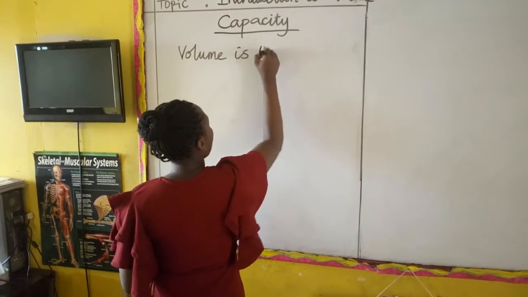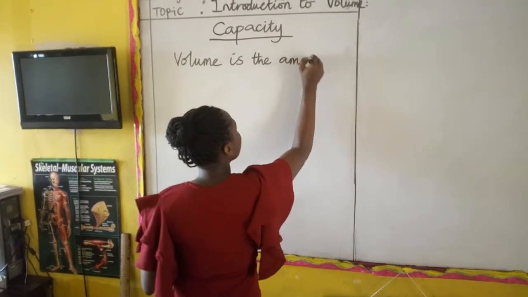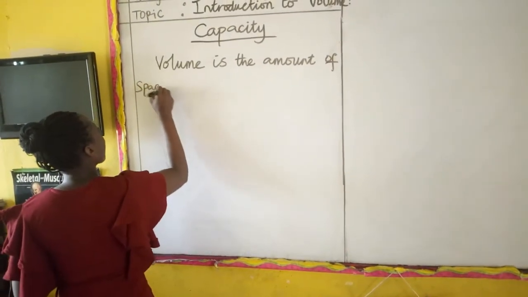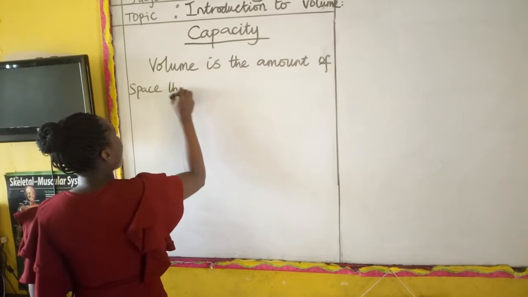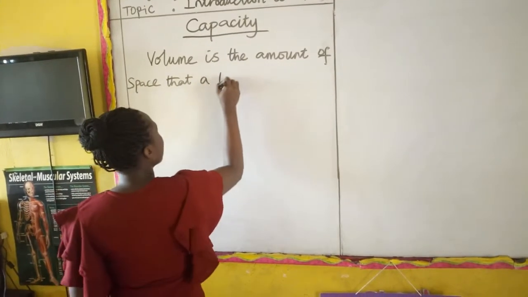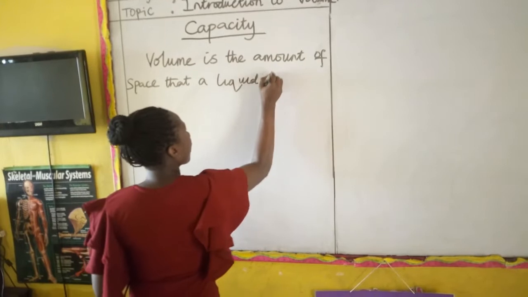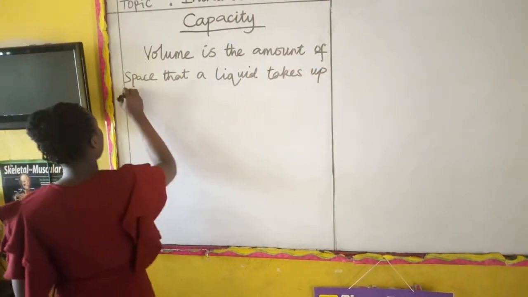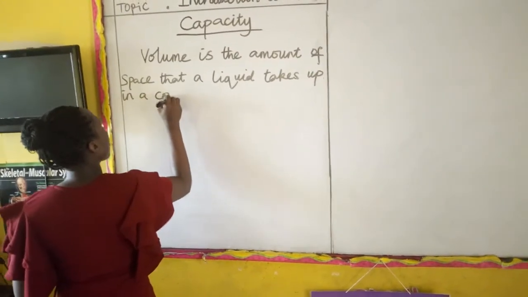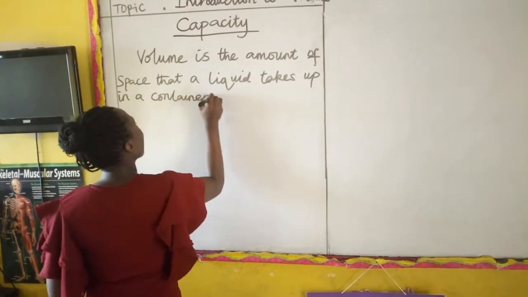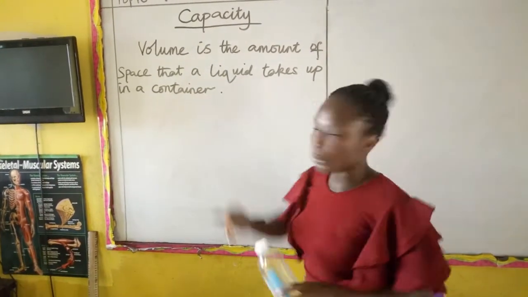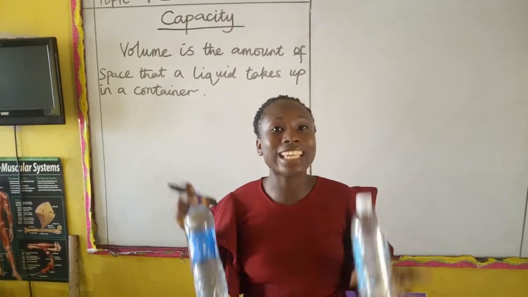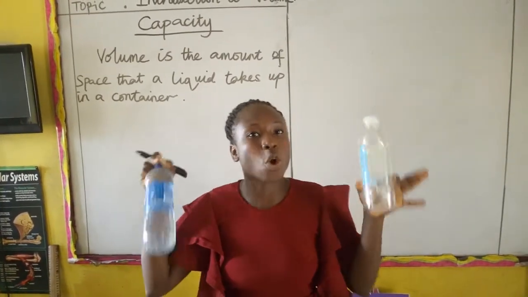Volume is the amount of space that a liquid takes up in a container. Okay, so the amount of space each liquid takes up in a container is the volume of that container.